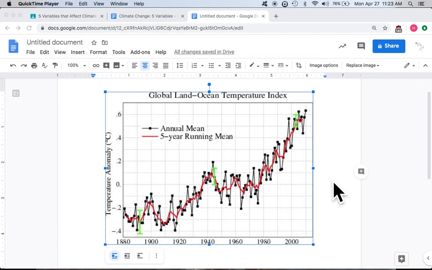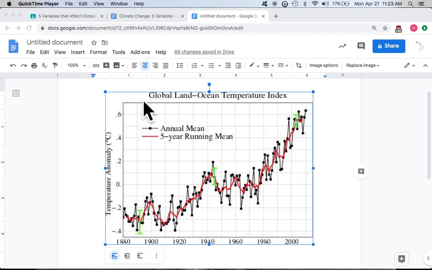Hey guys, this one's going out by request. I wanted to talk about some of the variables that affect climate change, total solar irradiance, and I'll talk about these Milankovitch cycles as well. But the first thing I want to do is talk about this graph.